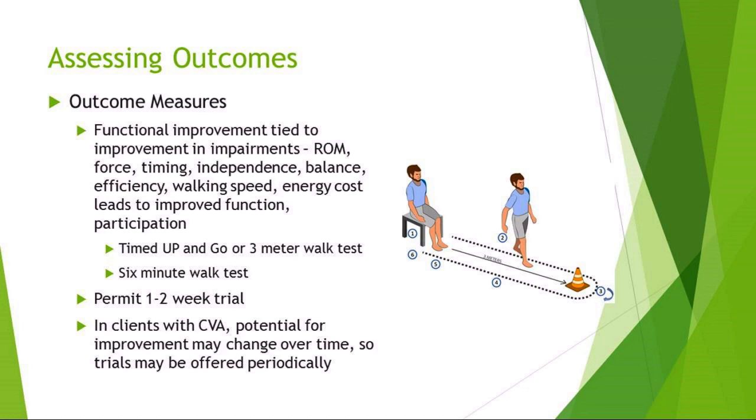For people with CVA, their potential for improvement may change over time. Sometimes I've had people with either peripheral demyelination diseases like Guillain-Barré syndrome or with a CVA where their potential is changing over time. You tried an electrical stim device with them once, it didn't work. You might try it again later after some time has elapsed.